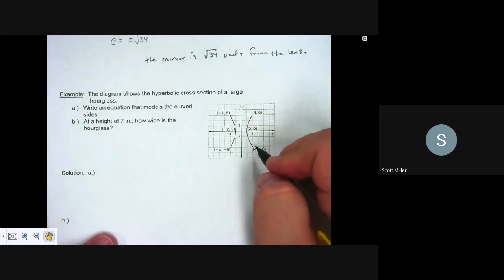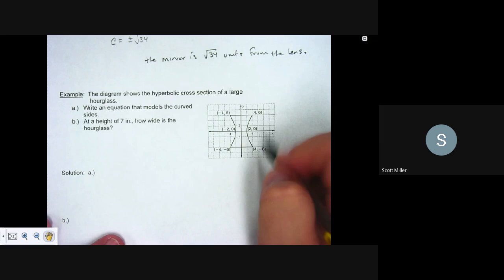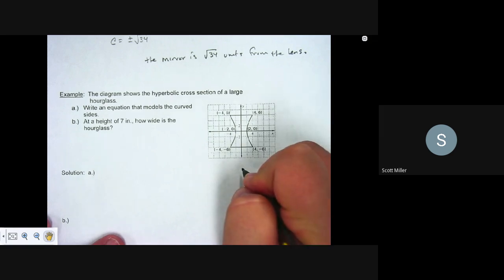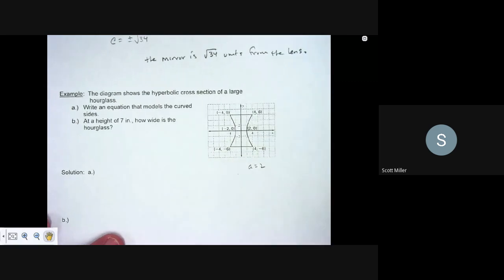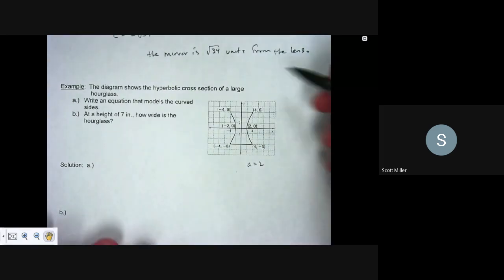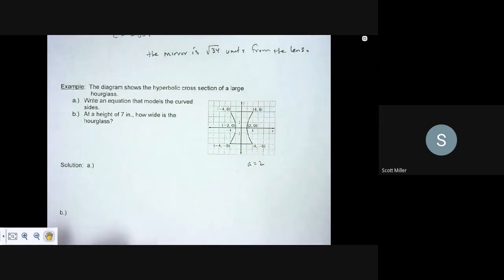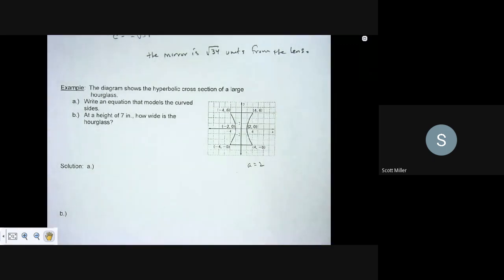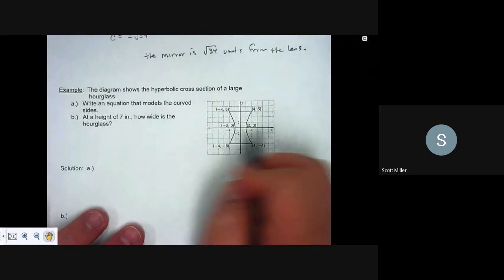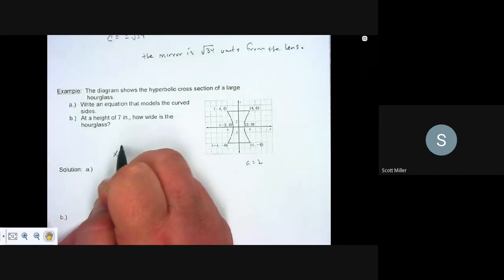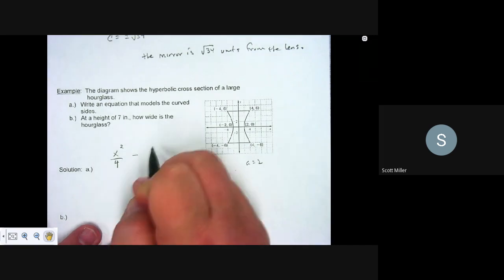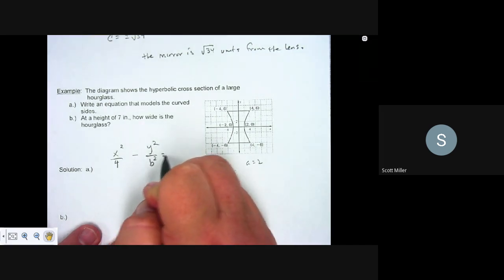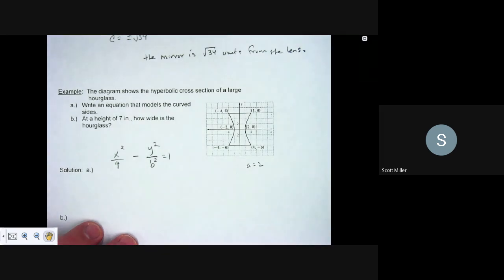So from this here, we can see that A is 2. We see up here that that distance is 6 from here to here, from the center. And since it's going this way, we know that we have an equation that's going to be x squared over a squared, which in this case will be 4, minus y squared over b squared equals 1.